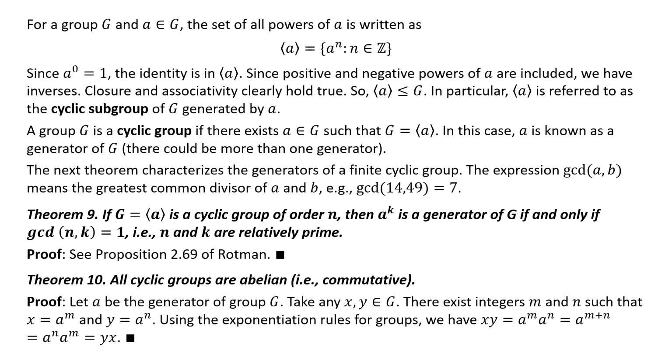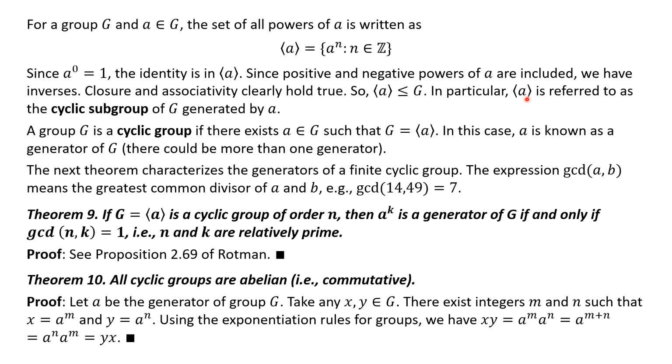For a group G, an element A in G, the set of all powers of A is written as we've shown here. Let me point to that. And we define A to the 0 to be the identity, so that's by definition in this set. And since we're taking positive and negative powers of A, we also have inverses of the elements in this set here. Closure and associativity clearly hold true. So the set of all powers of A is a subgroup of G.